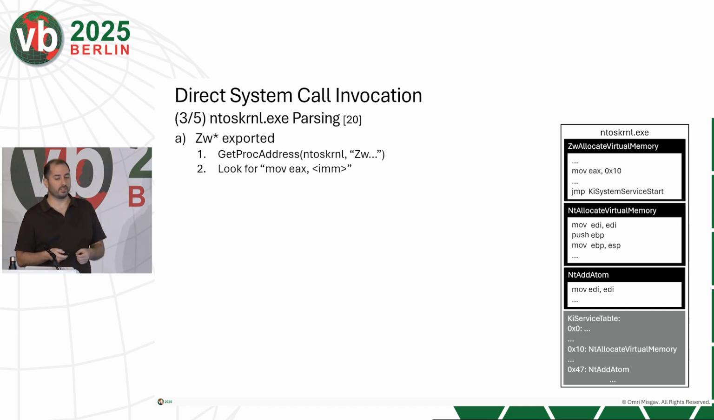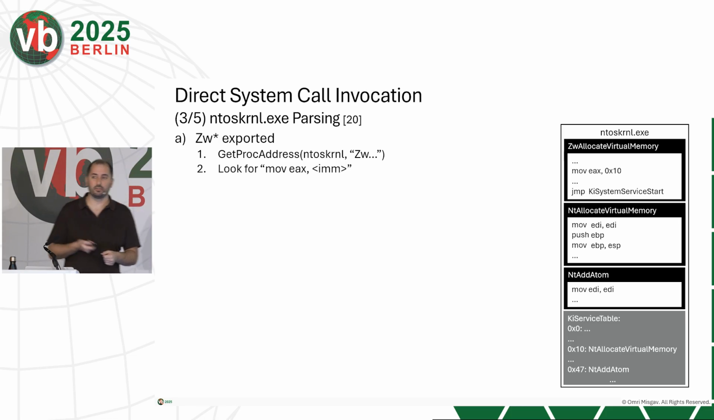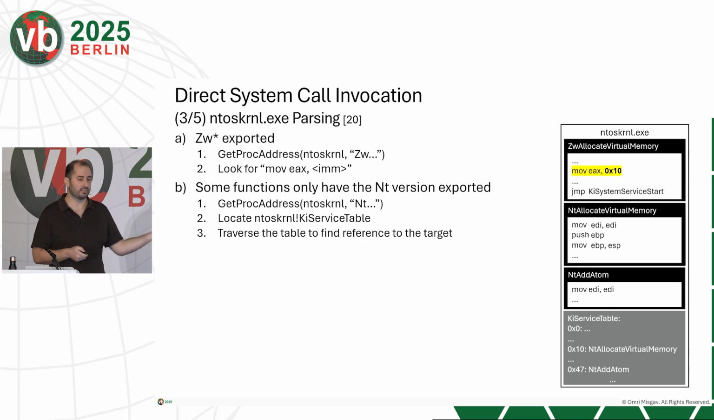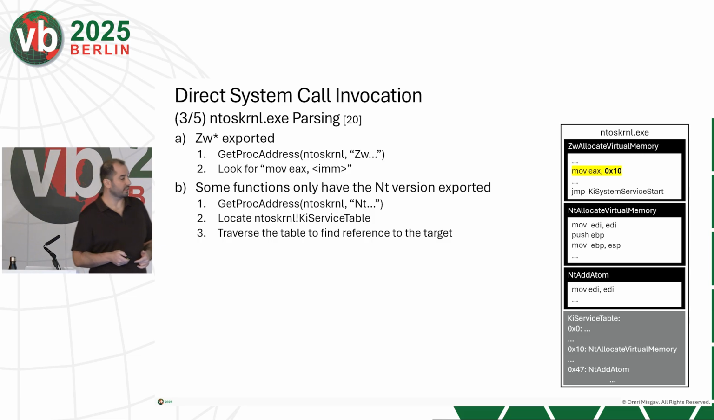And then we need to look for the ZW functions, because in the kernel binary, those are the functions that hold the index. But not all the system services have the ZW function exported. So for some, you only have the NT variant exported, but the same table, the same values, all of the indexes have to still be in the kernel. So they are found in a private and non-exported structure that's called the KI service table.